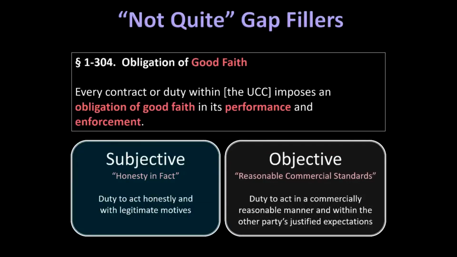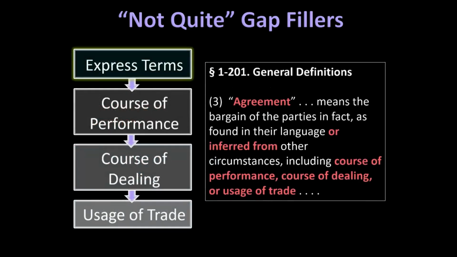The second concept we looked at that are sort of but not quite gap fillers are course of performance, course of dealings, and usage of trade. These are not gap fillers, though. These are actually part of the parties' agreement. That's because of the way agreement is defined under the UCC. Remember, the definition of agreement means the bargain of the parties in fact as found in their language or inferred from other circumstances, including course of performance, course of dealings, and usage of trade.